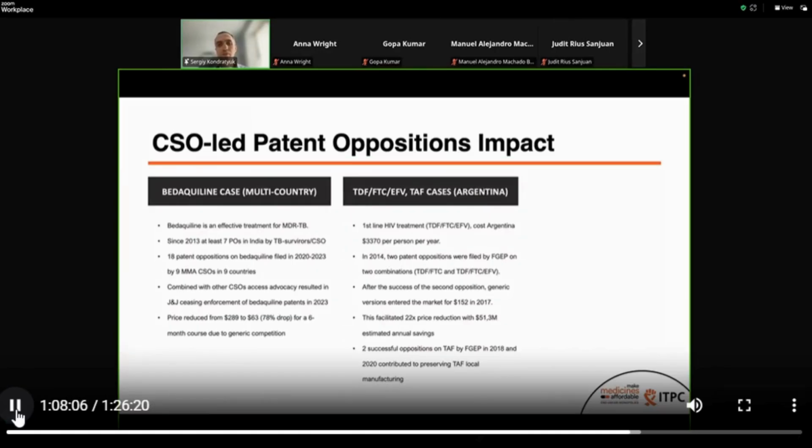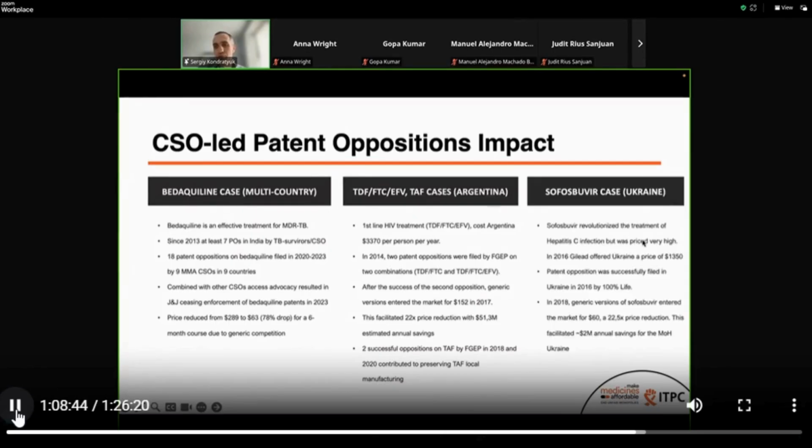Another case is Argentina with the TDF FTC Efavirenz case, quite an old one, but a good one, where the price was more than $3,000 per treatment course. After 2 successful patent oppositions by Fundación GAP, the price dropped 22 times, near the estimated cost of manufacturing, and savings for the government were around $50 million per year. Another 2 successful, more recent oppositions by Fundación GAP, on tenofovir alafenamide, led to securing local production, generic competition and price reduction.